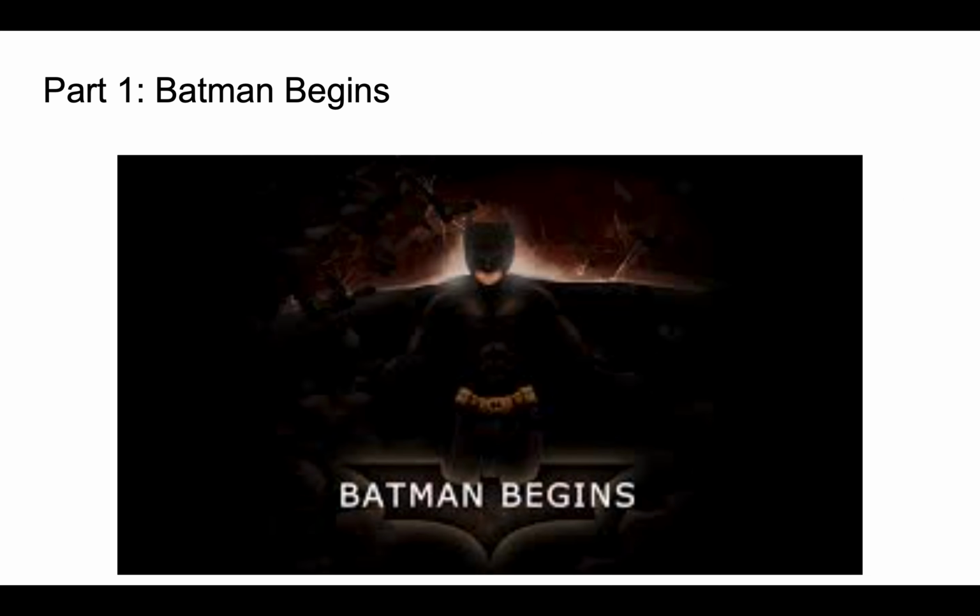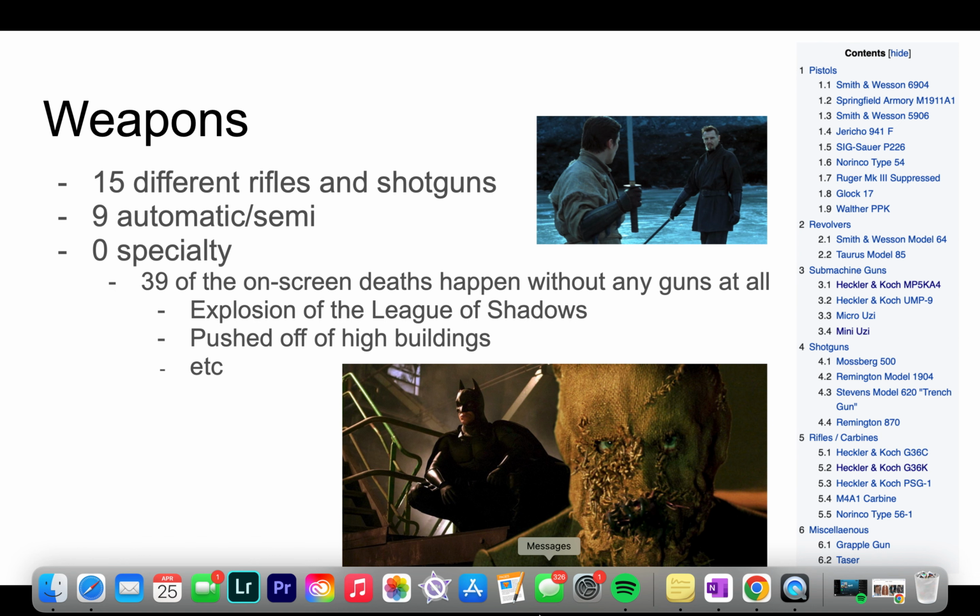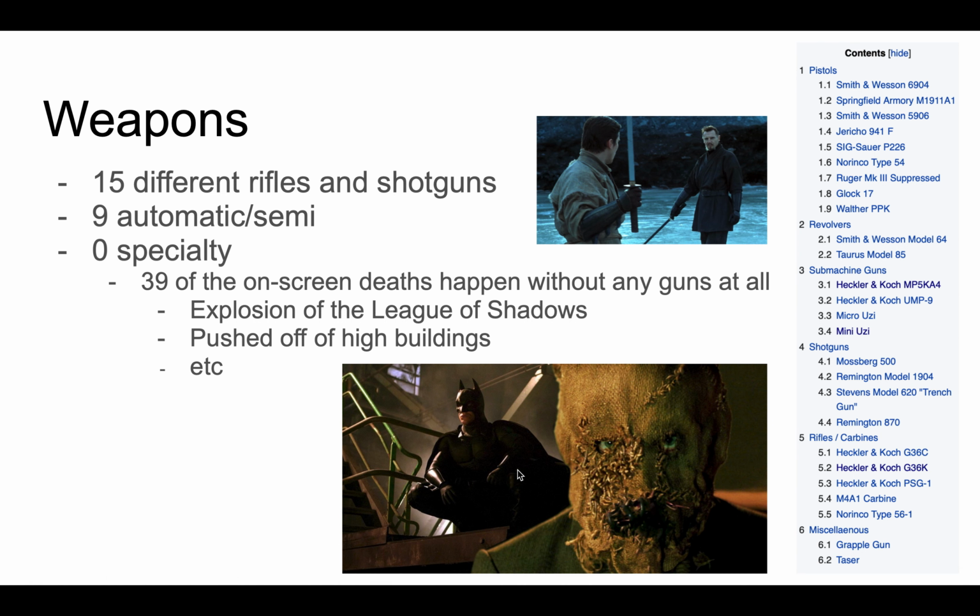So, in the first movie, Batman Begins. That's a really horrible quality photo, but we keep going. So, the different weapons in this movie, there weren't as many as in the other movies, but I found a list over here. If you can see, it has all the different kinds of weapons that were featured in the movie. There are 15 different rifles and shotguns, 9 automatic slash semi-automatic, and there's not really as many specialty weapons per se, besides like the poison that they use and things like that.